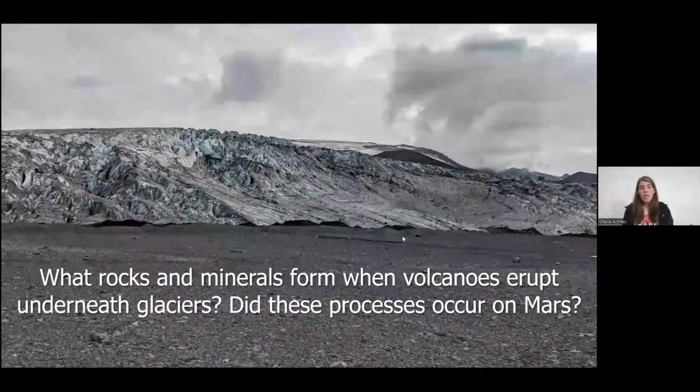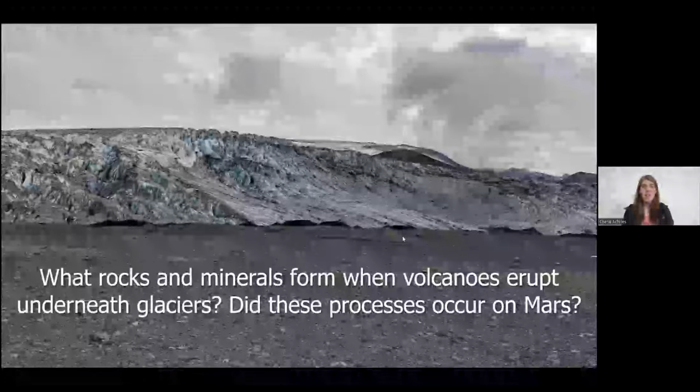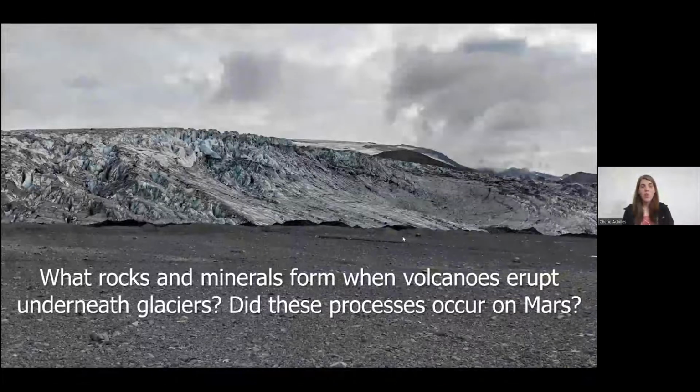And also the glaciers that we see on Mars. Volcanoes actually erupted underneath those glaciers, a situation that we think could have happened very easily on Mars. So what do those rocks and minerals look like from a volcano that erupted underneath the glacier? This happened on Iceland, and so we can go collect those samples to compare to those that are on Mars.